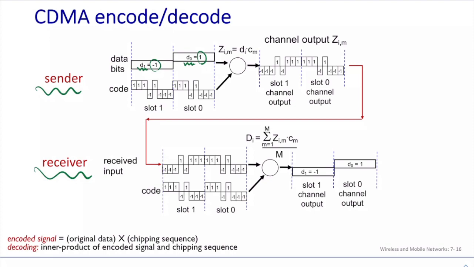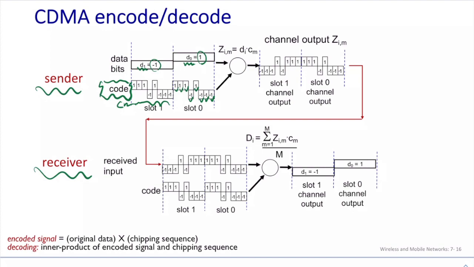But before you send your signal out, you have to choose a code. In this example, the code has 8 digits. The 8-digit code is minus 1, minus 1, minus 1, 1, minus 1, 1, 1, 1. And you keep repeating the code for the second bit, third bit, fourth bit, and so on. That is the code you choose to use before you send your bit out.